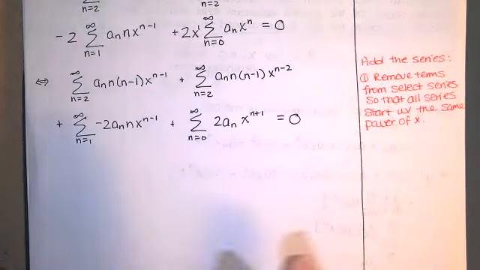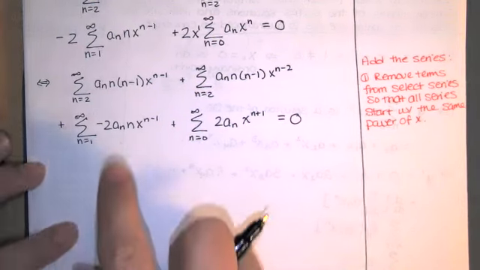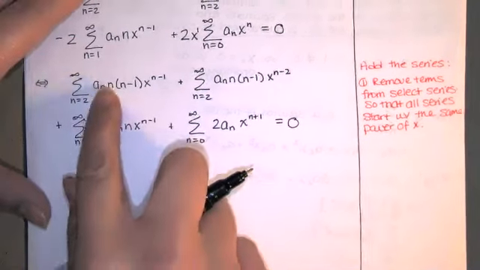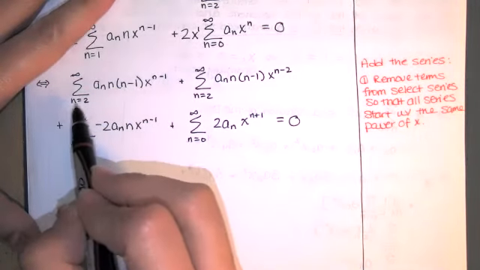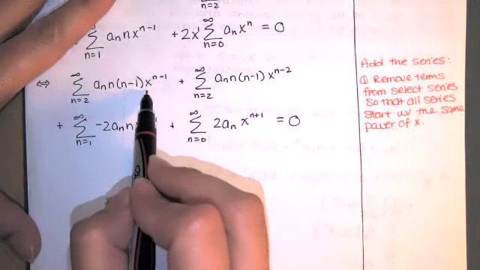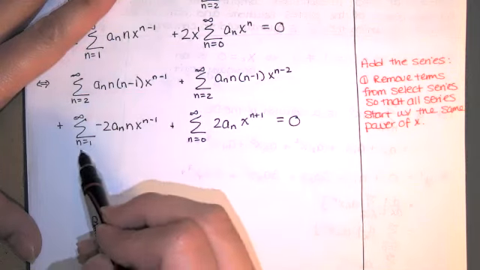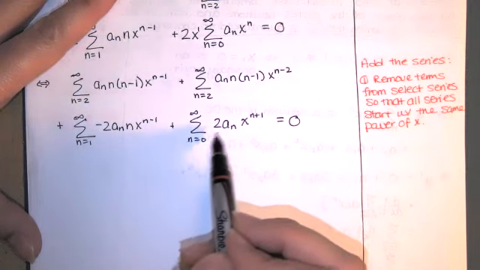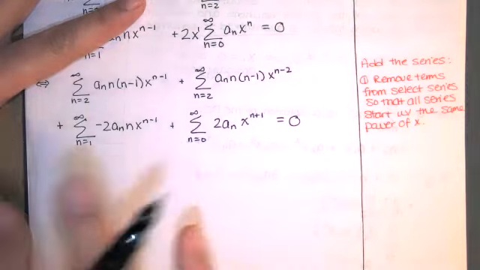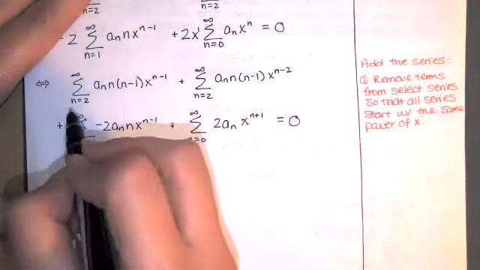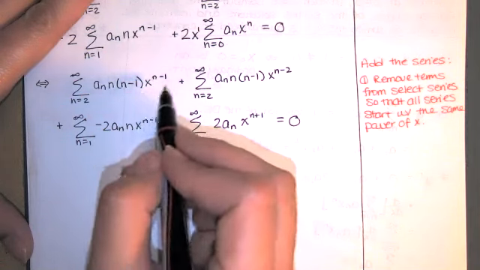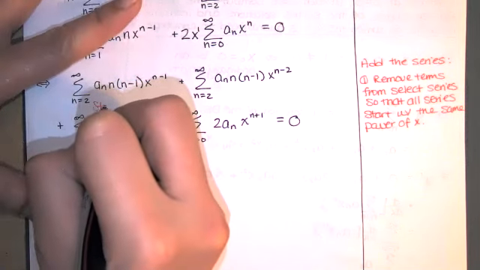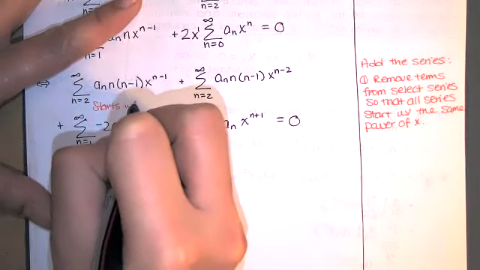Now, in order to know which series I need to remove terms from, I need to think about what types of terms each of these series start with. In order to do that, I just plug in n equals 2 here, and n equals 2 there, and n equals 1 here, and n equals 0 there to find out which term we start with. So when n equals 2, we're going to have x to the 2 minus 1. So that's x to the first. So this starts with an x to the first term.